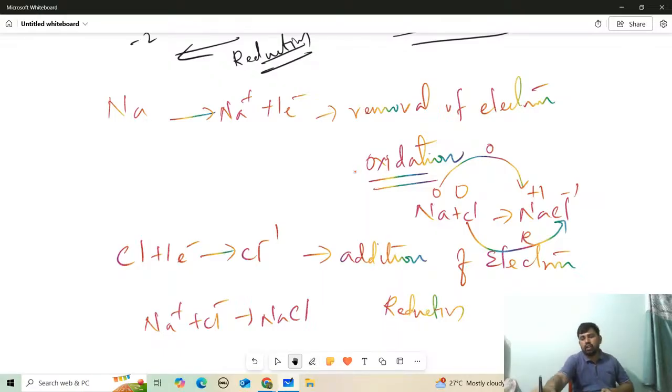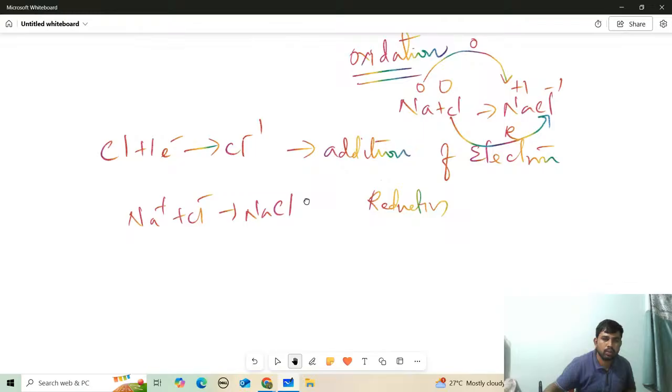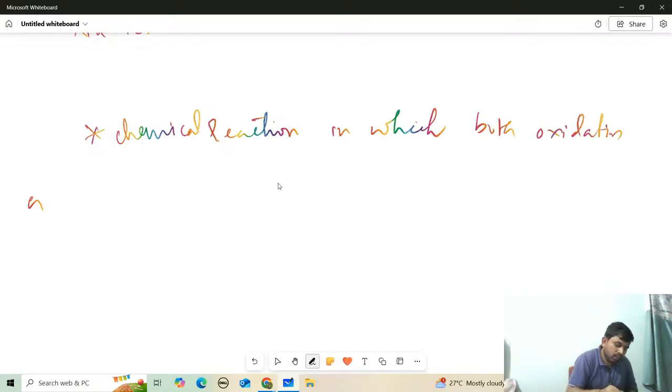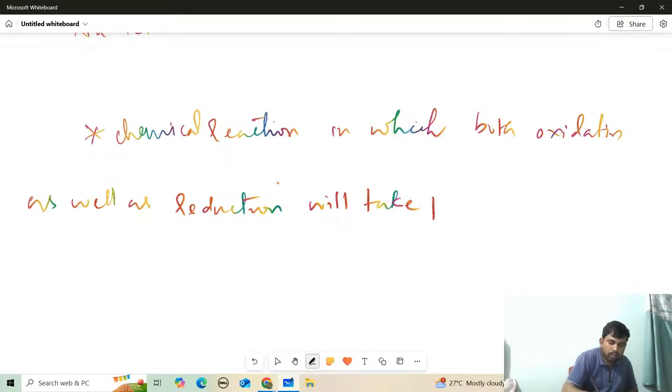Okay. So after knowing this reduction and oxidation process, there is something called a redox reaction. So what do you mean by redox reaction? Nothing but a chemical reaction in which both oxidation as well as reduction will take place.